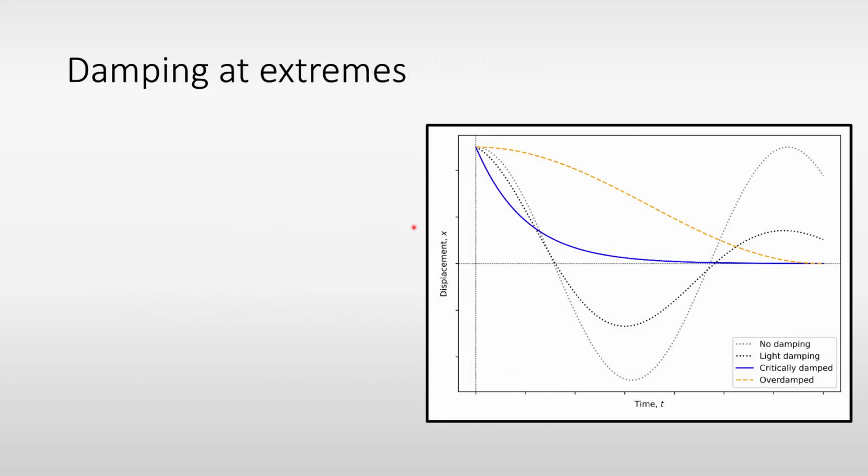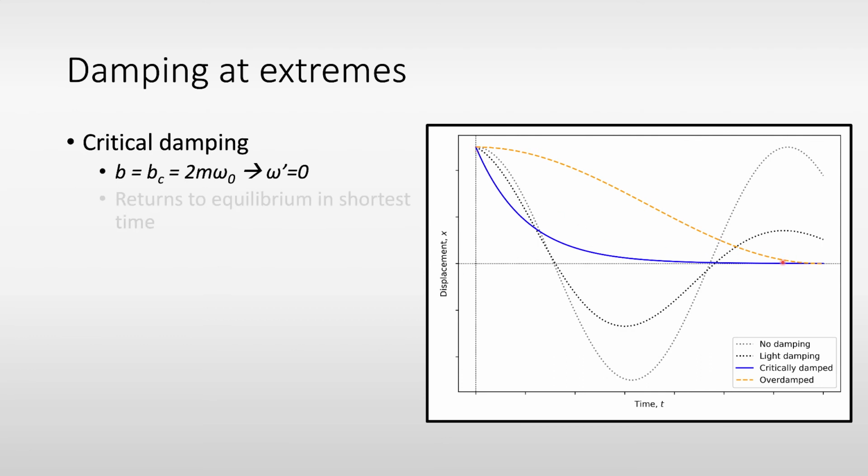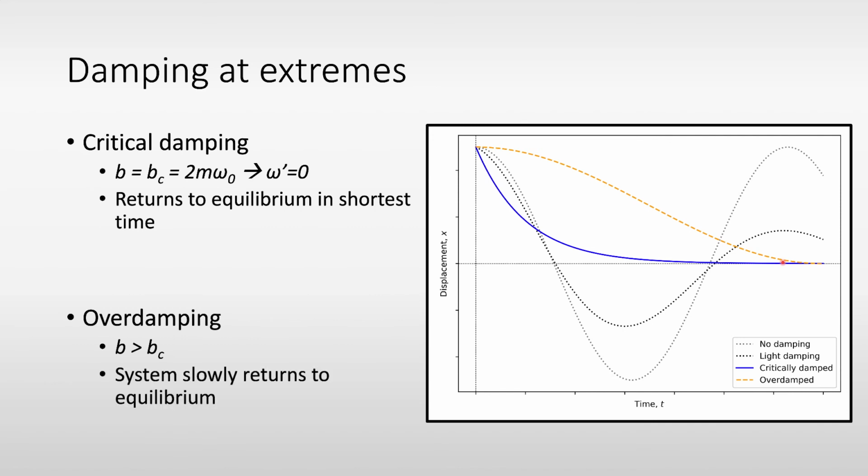So let's look at what happens when we increase that damping factor to an extreme extent. When b is equal to 2m omega 0, we have that critical damping situation where there is no oscillation happening. That's this blue line here, where the system returns as quickly as possible to its equilibrium position. It returns to that equilibrium position in its shortest time. If b increases above this point, we have overdamping, where b is considerably greater than that critical damping constant, and the system very slowly returns to equilibrium.